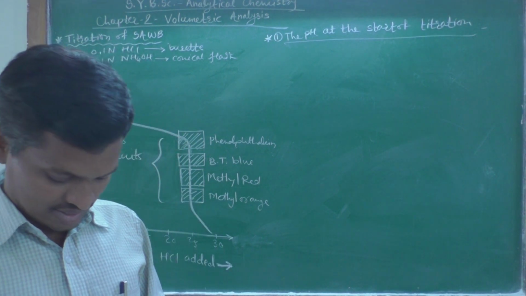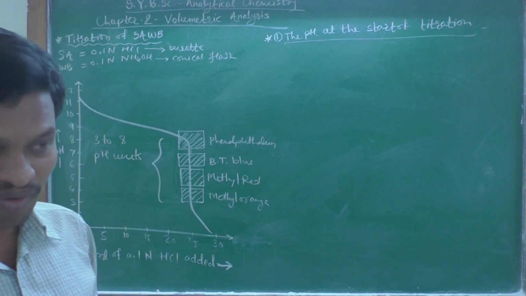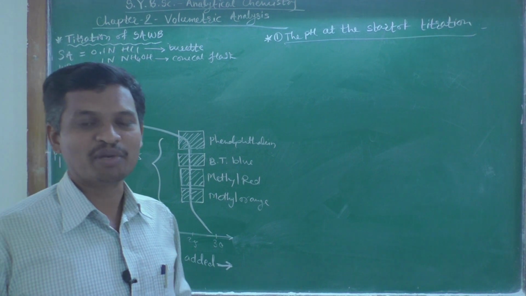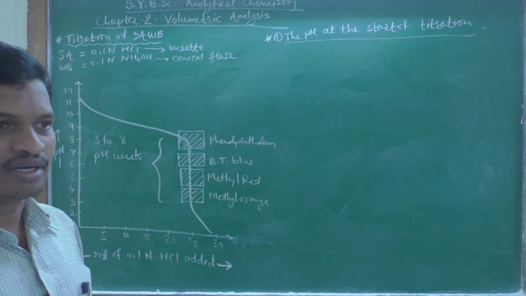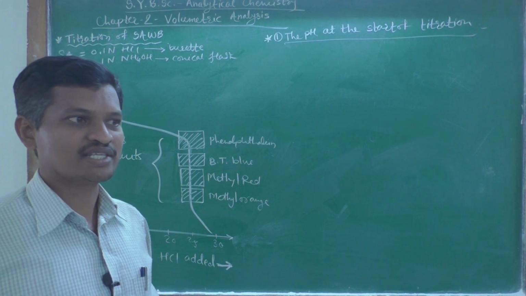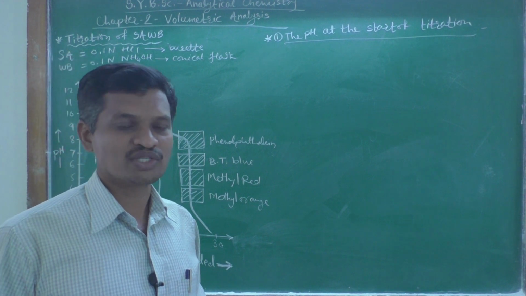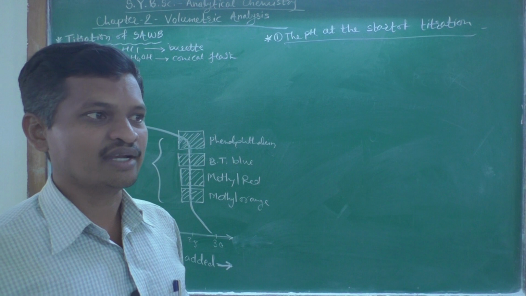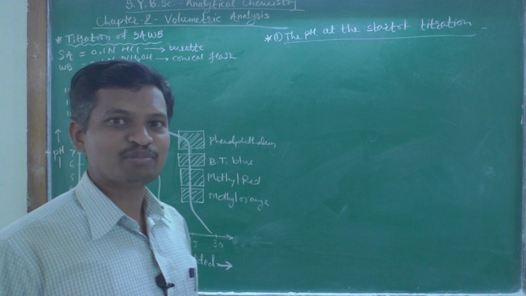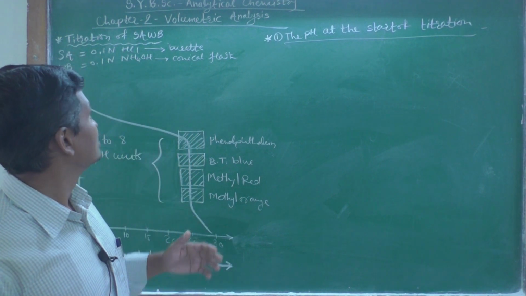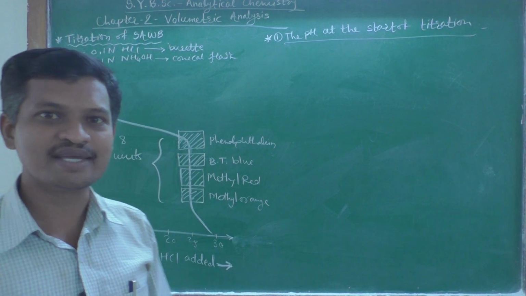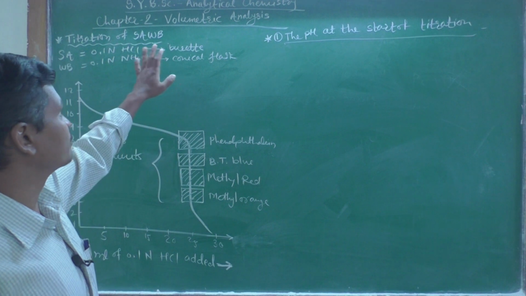Today we will see the next type of titration for SYBSc Analytical Chemistry. We are dealing with volumetric analysis. We have seen two titrations: the titration between strong acid and strong base, and the second one, the titration between weak acid and strong base. Today we are going to see the third type of titration, which is the titration of strong acid and weak base. In short, it is known as SAWB, strong acid weak base.